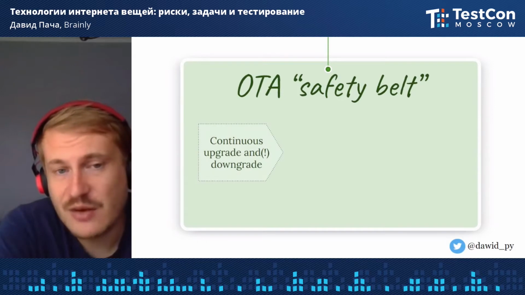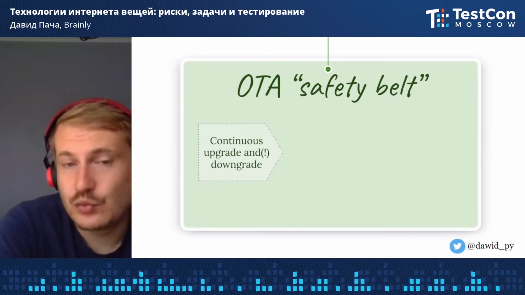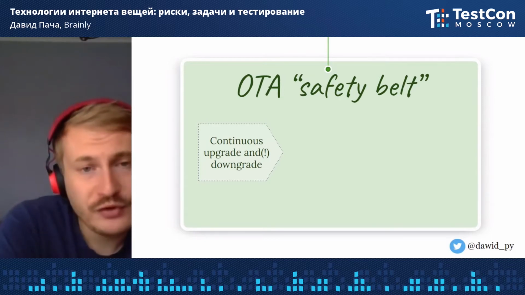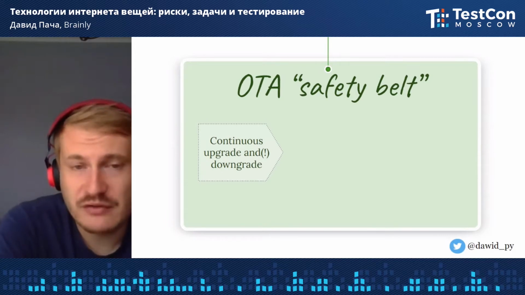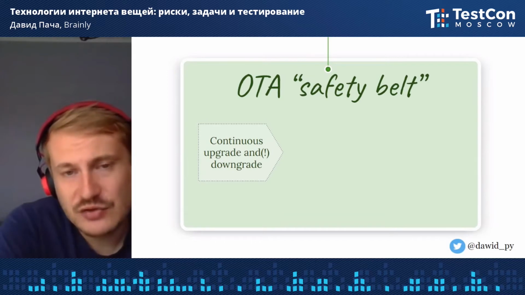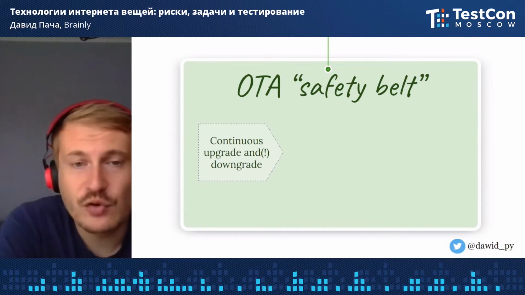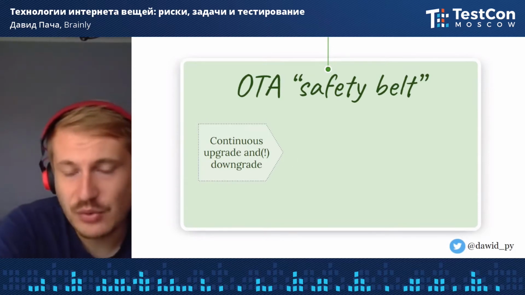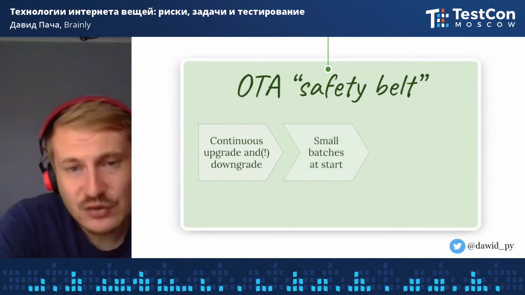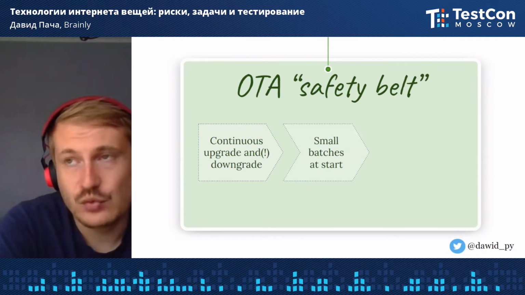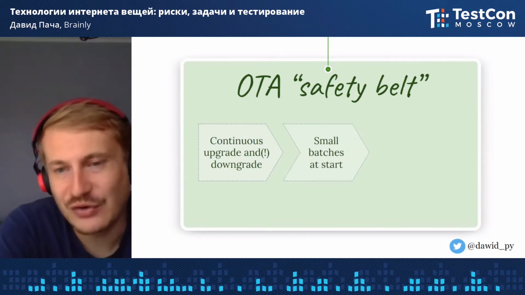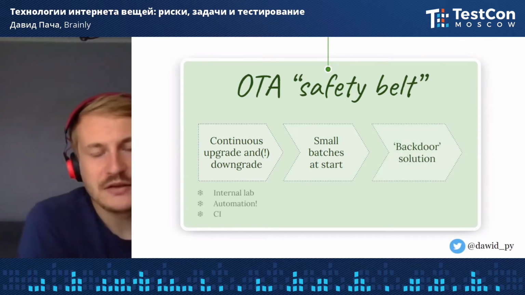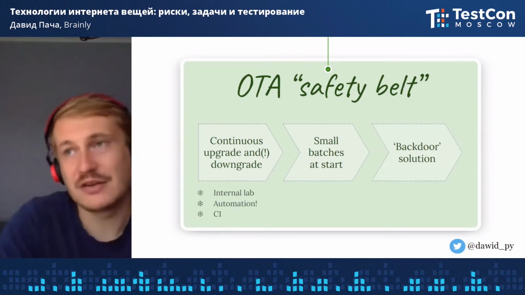The first one is continuous downgrade and upgrade, which totally makes sense because remember, it's a physical device. So just imagine you have a camera, you go for vacations, you disconnect your device, you get back after a month, and there is not just a single version to be updated, but there are like 4 or 5 new versions. So we have to keep compatibility between all of them, and it's very important to check it on a daily basis. The second one, small batches at start, which means do not push the update to all devices on the market at once. And the third one, something called backdoor solution. The first one is simply automation and continuous integration.